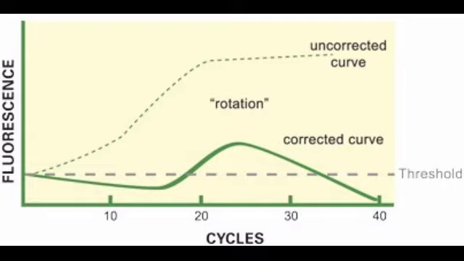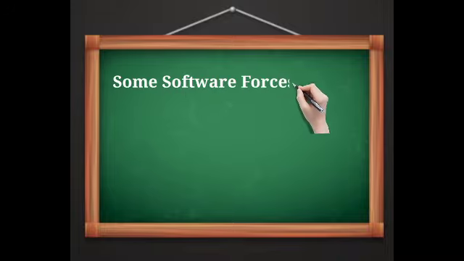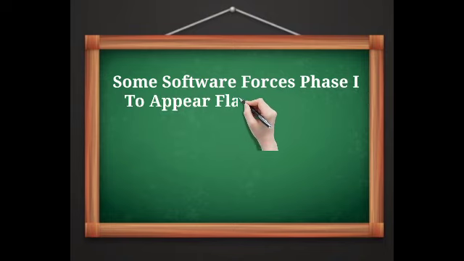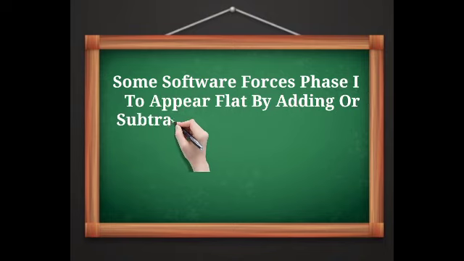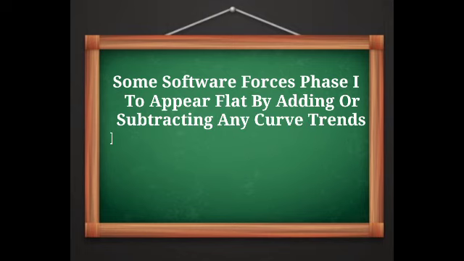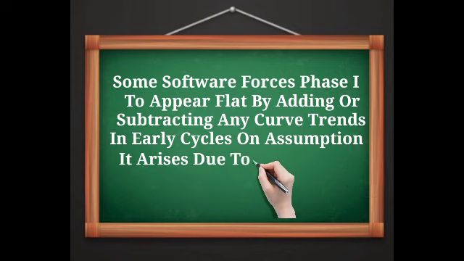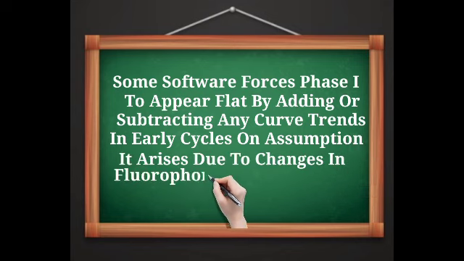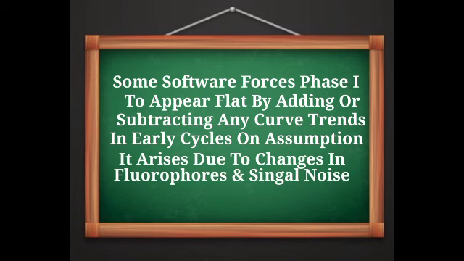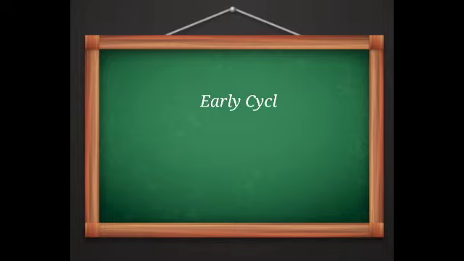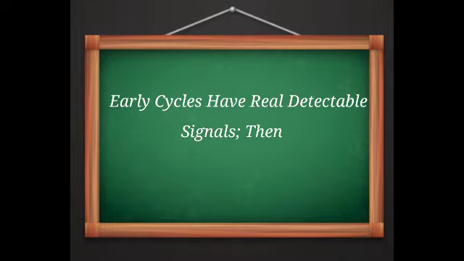So we can see that, as in the interpretation of the first curve, the phase 1 region appears flat, but background correction works by adding or subtracting any curve trend detected in early cycles, on the assumption that these arise from background changes to fluorophores and all early cycle signal is noise. If instead this reaction starts with such a high template load as to already have detectable real signal in these early cycles, then these background correction algorithms are now removing real target-derived signal.